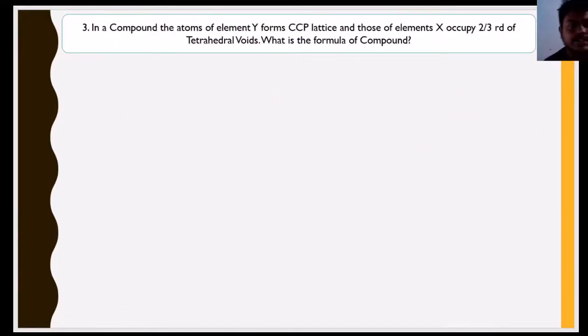So for that question, there is an element of atom Y, which is in CCP representation, and the element X occupies 2/3 of the tetrahedral voids. What is the formula of the compound? After these two numericals, I think it should be easily understandable to you, the concept that I am explaining, and I think this numerical will be very easy for you.